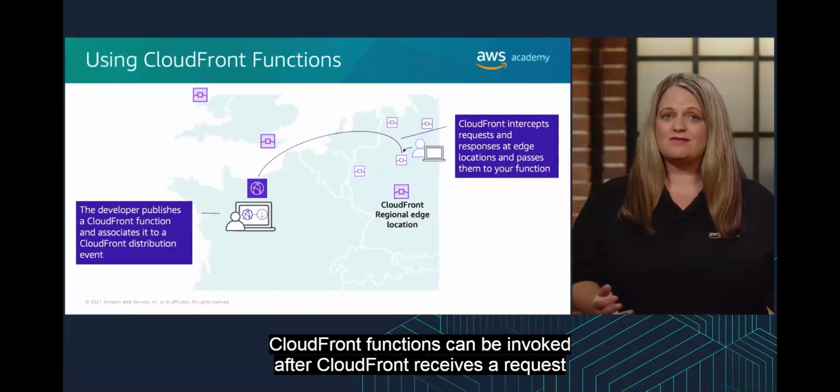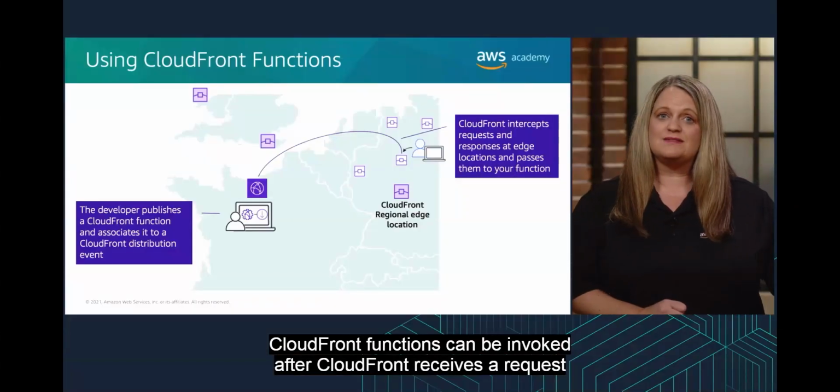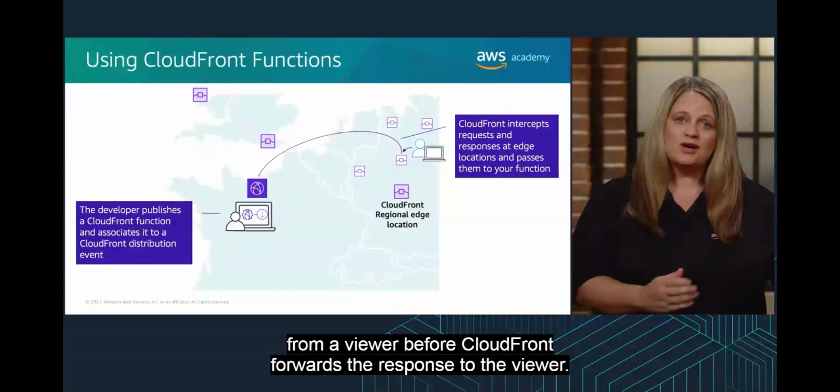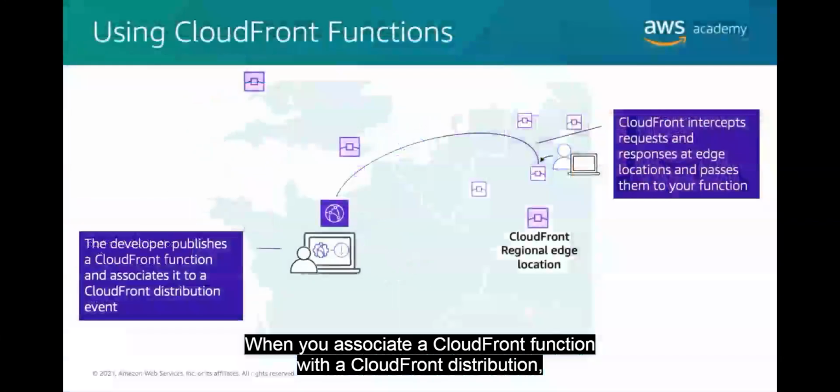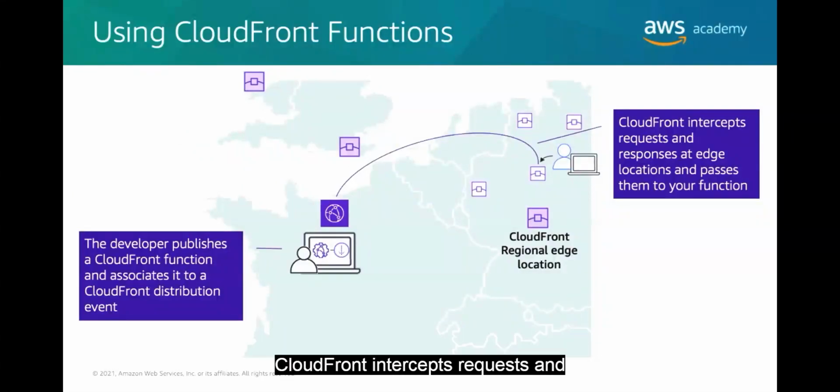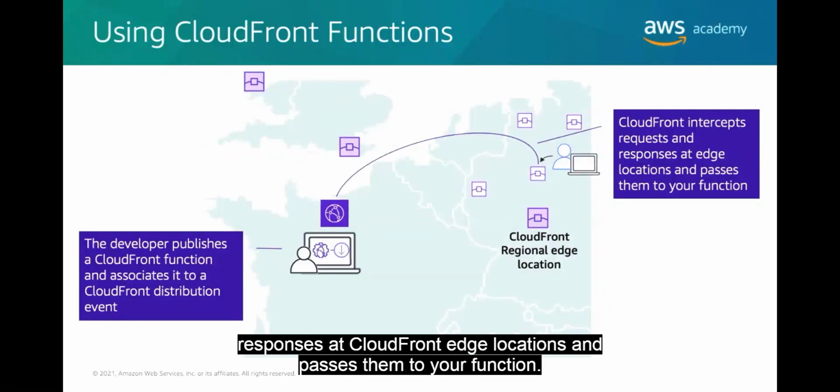Similar to Lambda at Edge, CloudFront Functions runs your code in response to events that CloudFront generates. CloudFront Functions can be invoked after CloudFront receives a request from a viewer, and before CloudFront forwards the response to the viewer. When you associate a CloudFront function with a CloudFront distribution, CloudFront intercepts requests and responses at CloudFront edge locations and passes them to your function.